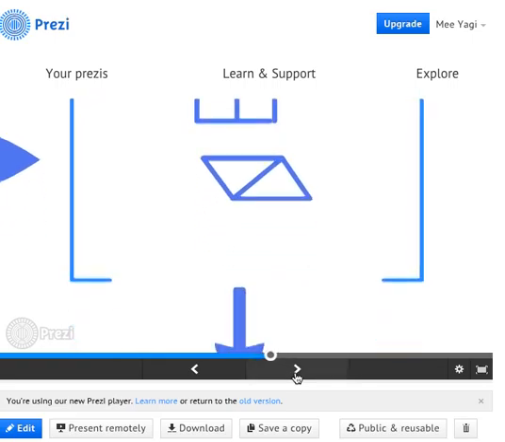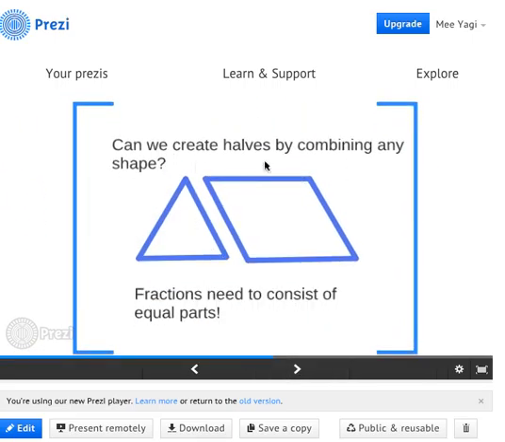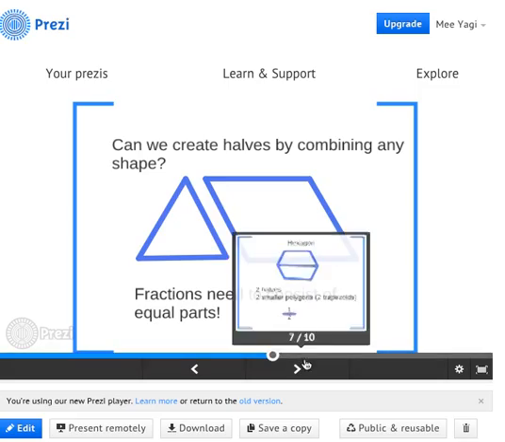Also, can we create halves by combining any shape? Let's take a look. We have this triangle and we have this rhombus or parallelogram. Do they look like they create two halves? No, we know they don't create two halves because these shapes are not equal. Fractions need to consist of equal parts.